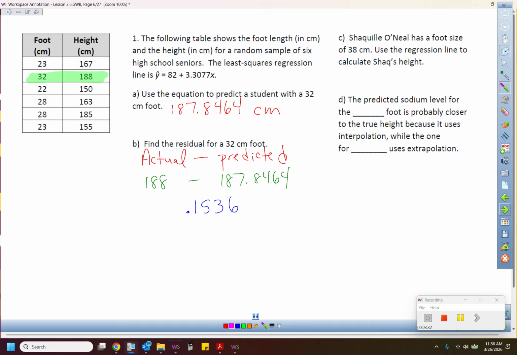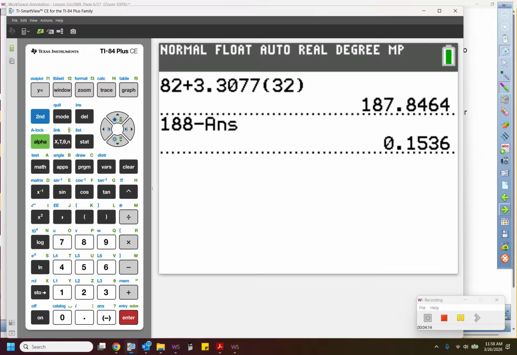So let's use this formula right here to put 38 in there and see what his predicted height would be. So we'll go in there and do this. Yes, we're going to put 38 in instead of 32.